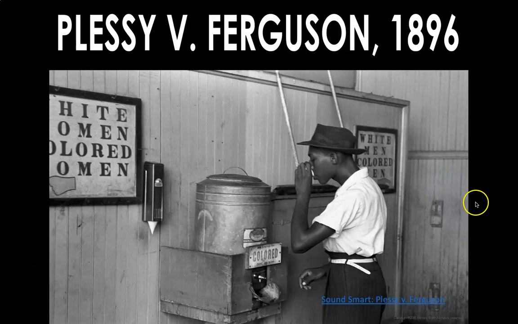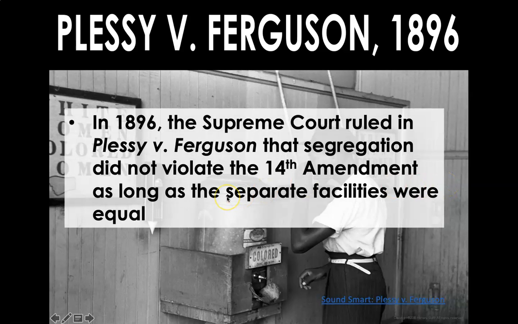So Plessy versus Ferguson is a Supreme Court case that was determined in 1896. In this court case, they ruled that segregation did not violate the 14th Amendment as long as the separate facilities were equal, which we know later is going to be overturned. However, this is something that actually was considered legal for a very long time.